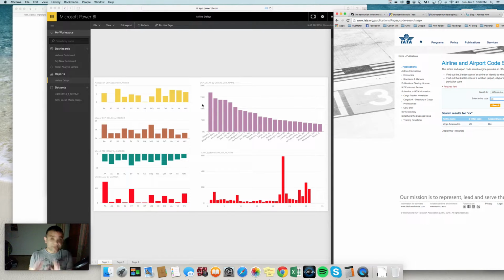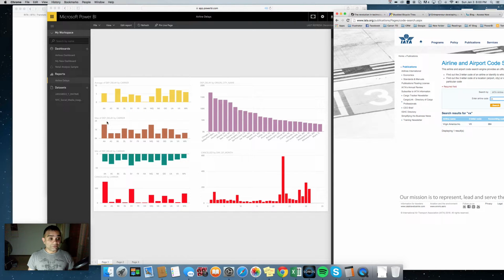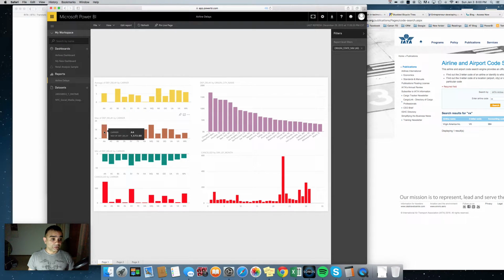Coming back to the main idea behind this chart, this is showing me average delay in minutes by airline. This next one is showing me the maximum delay by airline. For example, there was one flight of American Airlines that was delayed by 1,573 minutes, which, I did a calculation, is about 17 hours.